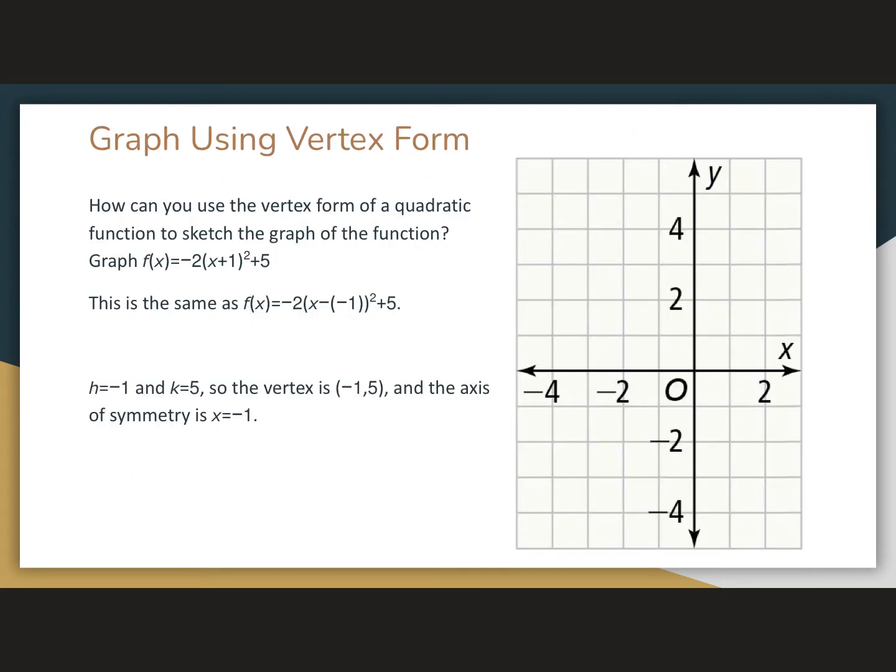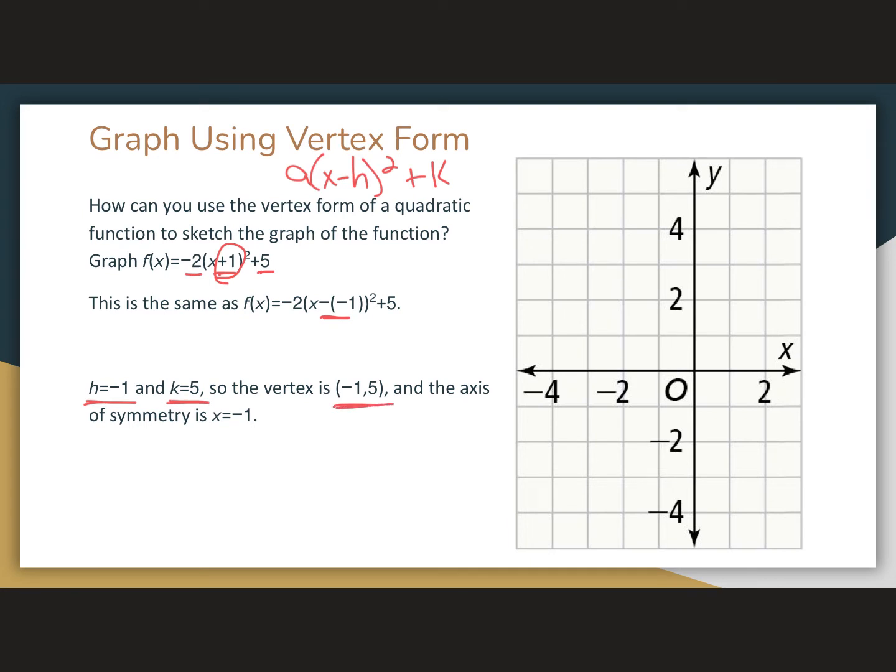So now let's talk about how we can use the vertex form. Let's use the vertex form to graph this. Here I'm graphing -2 times x plus 1 squared plus 5. Notice here I have a plus 1. And remember that we said that this is x minus h squared plus k. So I have to change my plus 1 to minus -1. That helps you find h of -1 and k of 5. So I know my vertex is at -1, 5.